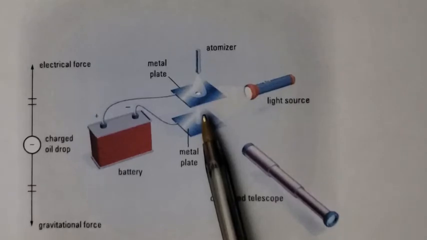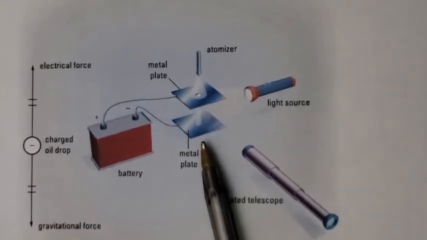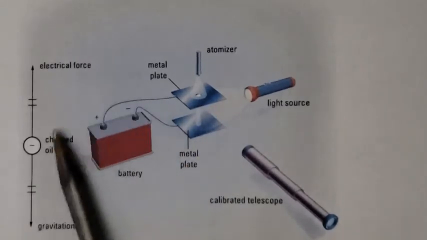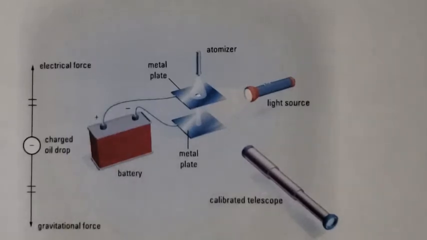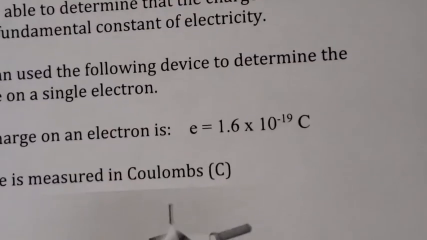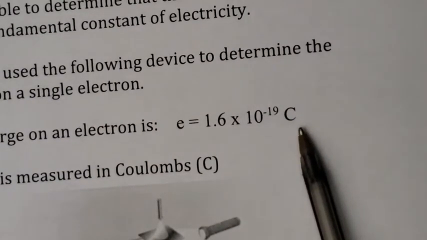Then what he did was he killed the power. So he turns the power off completely, and he timed how long it took it to fall a certain distance. So using the acceleration of gravity, our acceleration formulas, and using the charge on the battery, he was able to calculate different charges. And he got all kinds of different numbers. But one thing that they all had in common was that they're all a ratio of each other. They were all a ratio of 1.6 times 10 to the negative 19 coulombs.